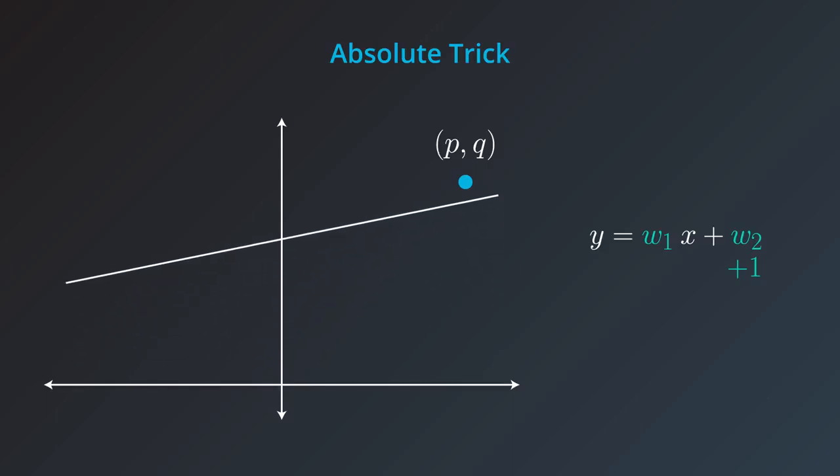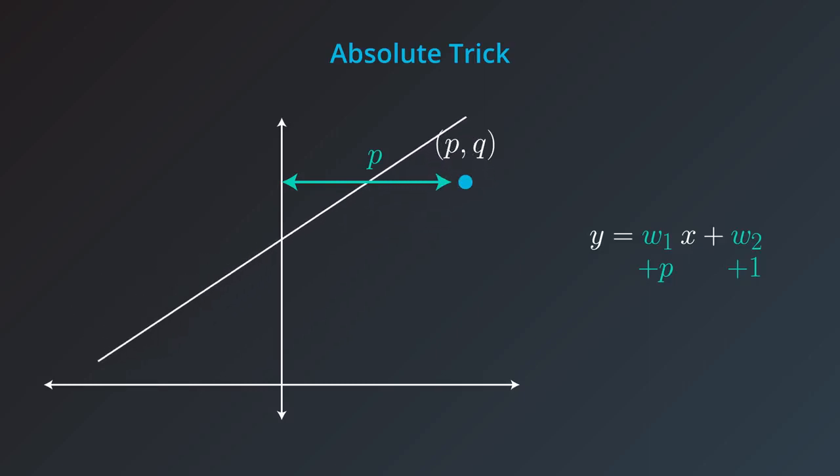And now let's add something to the slope too to make the line rotate in the direction of the point. This is going to look a little strange, but it's going to make sense very soon. So this distance over here is p, because it's the horizontal distance from the y-axis to the point. So let's just add that. Let's add p to the slope, and now our new slope is w1 plus p, and that rotates the line in this direction. Now our new equation is y equals (w1 plus p) times x plus (w2 plus 1). And that's pretty much what the absolute trick is about.